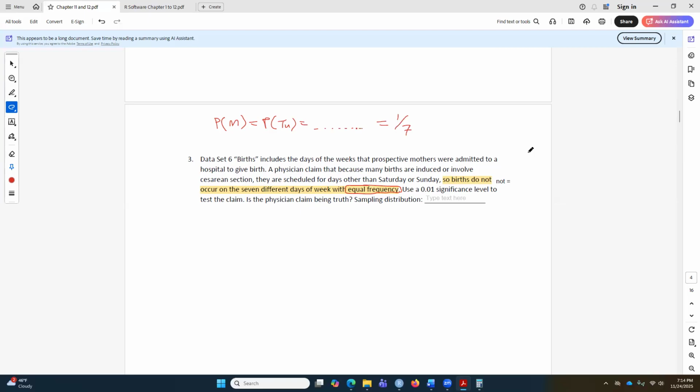So make sure you know that when they use the words equal frequency, they don't provide you the probability or the ratio. So you have to know that it's 1 out of how many days or how many categories we have. Since we have 7 categories here, it's 1 out of 7 in this case. And you have to use a 0.1 significance level to test the claim. And then here comes the question: is the physician's claim true? In other words, this question is asking, is the claim statement valid or invalid? That's what we call it.